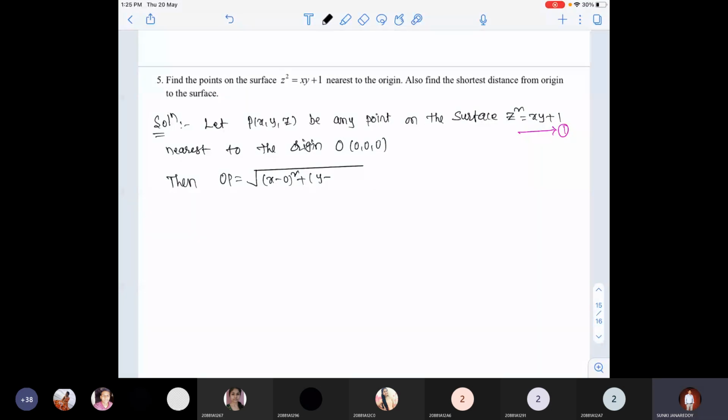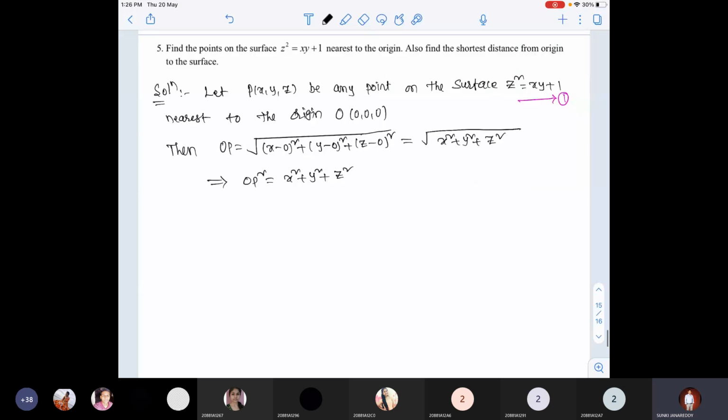You can take 0 minus x or x minus 0, however you take it, no problem because the square is there, whole square. Now that one is equal to what, Nana? That is equal to under root x square plus y square plus z square. Here now that implies OP square is equal to x square plus y square plus z square. Okay, it is the required function.